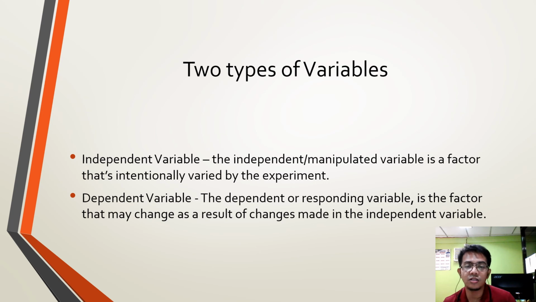In experimentation, there are two types of variables. So, what is a variable first? A variable is a thing that happens during experimentation. The first one is the independent variable. The independent variable is a factor that is intentionally varied by the experimenter. The second one is the dependent variable. The dependent or responding variable is the factor that may change as a result of changes made in the independent variable.